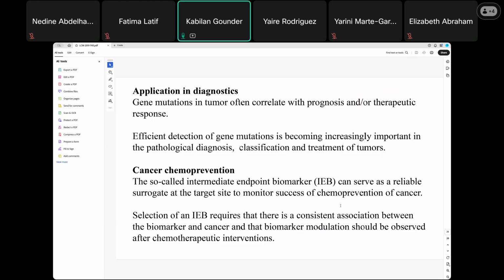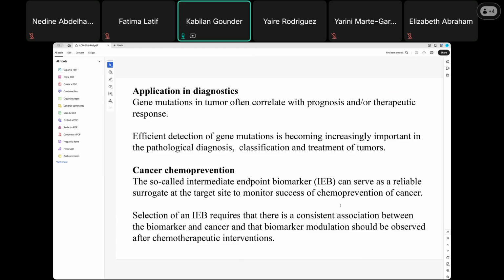So what are all the applications? The gene mutations in tumors often correlate with the prognosis and the therapeutic response. Particularly with cancer cells, if we really want to study how the gene mutation or single nucleotide polymorphism, due to those changes, develops the tumor. Also, we are able to understand further the prognosis and the therapeutic responses.